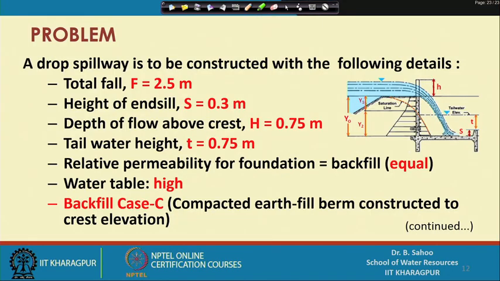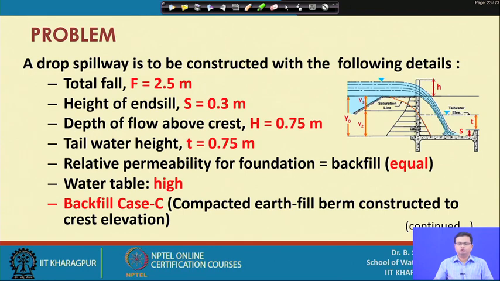Now, everything will be clear if you solve a problem. This is a typical problem. A drop spillway is to be constructed with the following details. Total fall is given as 2.5 meter, height of end sill S equal to 0.3 meter, depth of flow above crest, that is capital H, is given as 0.75 meter, tail water height small t equal to 0.75 meter, relative permeability for foundation equal to backfill.